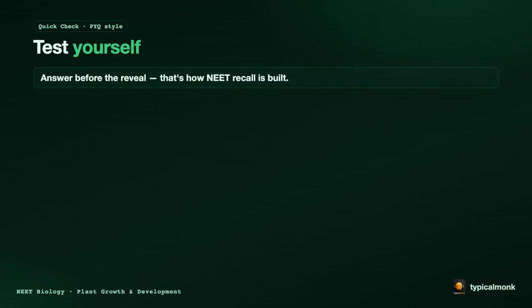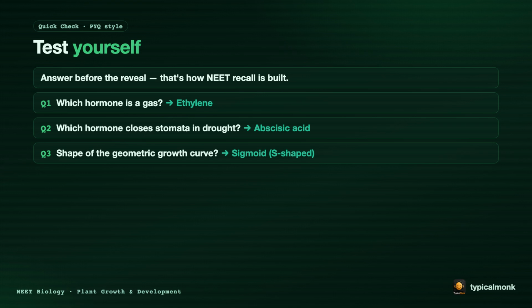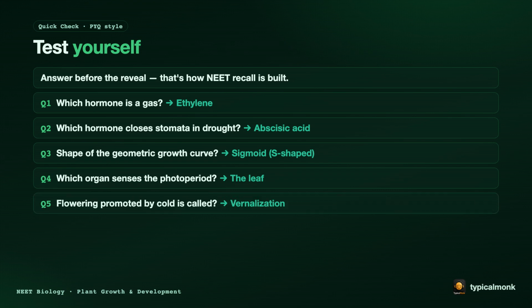Now, test yourself. Think of each answer before it appears. Answer first. That is how you build strong NEET recall. Question 1. Which hormone is a gas? Answer: ethylene. Question 2. Which hormone causes closing of stomata in drought? Abscisic acid. Question 3. The shape of the geometric growth curve? Sigmoid, that is, S-shaped. Question 4. Which organ senses the photoperiod? The leaf. Question 5. Flowering promoted by cold is called? Vernalization.